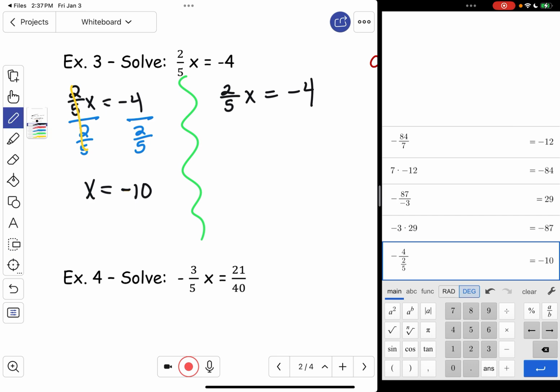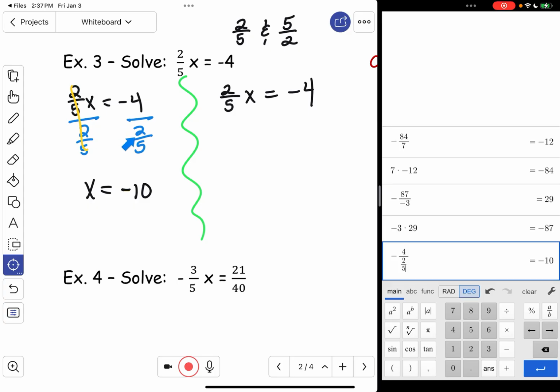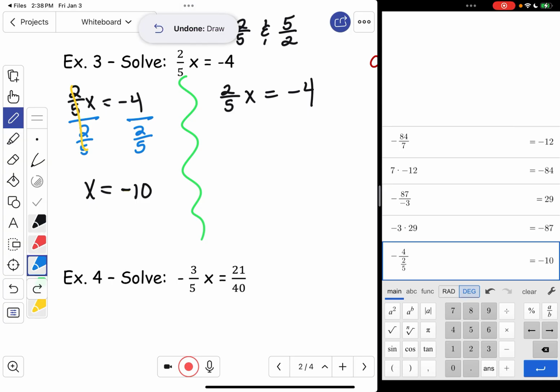So if I have the fraction 2/5, the reciprocal simply means flip it over, which would be 5/2. Reciprocal just means flipped. So instead of doing division of the original fraction, we could do multiplying by the reciprocal. And again, whatever we do to one side, we have to do to the other.